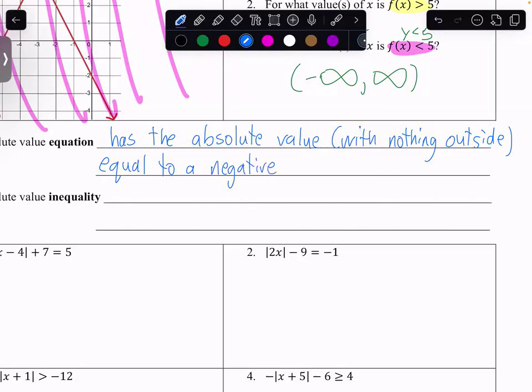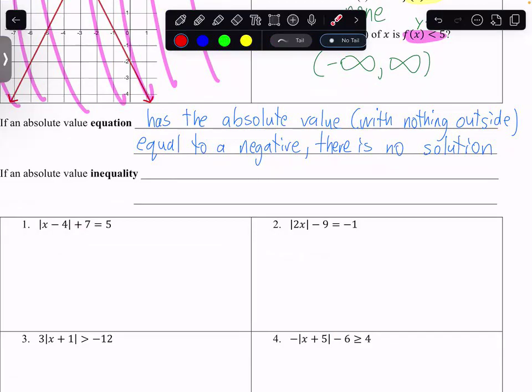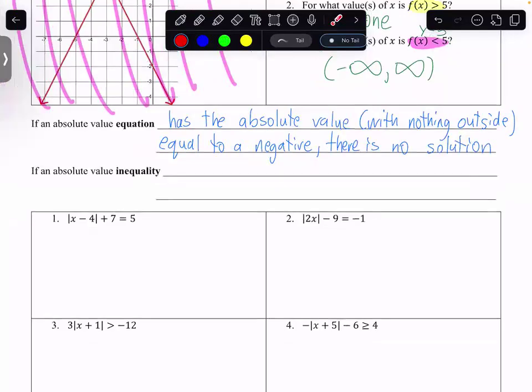If the absolute value equals a negative, there is no solution. Okay, because the definition of absolute value is the distance from 0. So if you have a distance equal to a negative number, that is impossible, right? We do not consider distances to ever be negative. So again, if there's an equal sign and the absolute value by itself equals a negative, there's no solution.